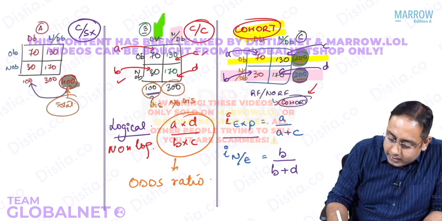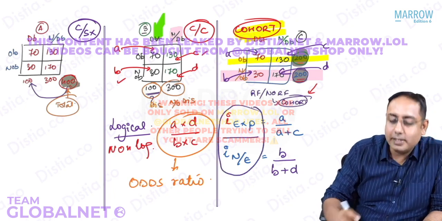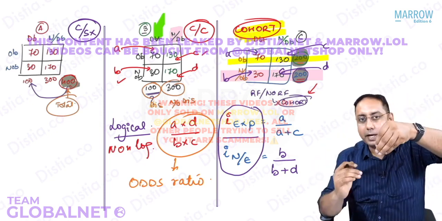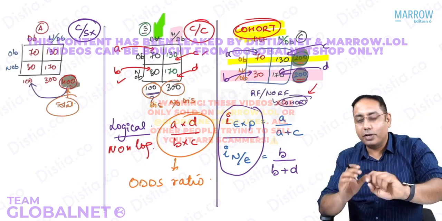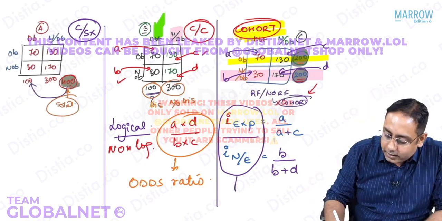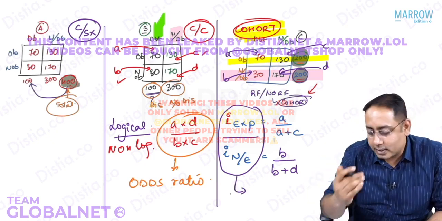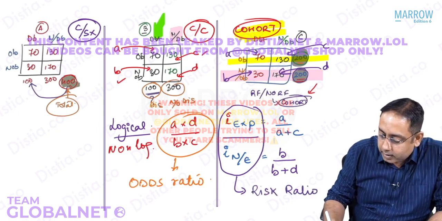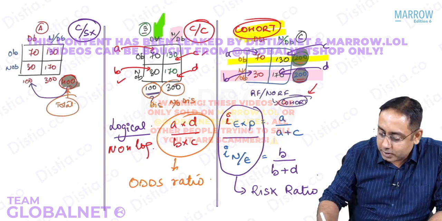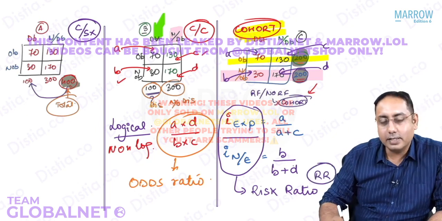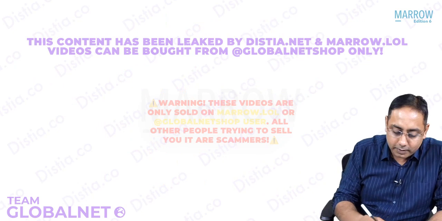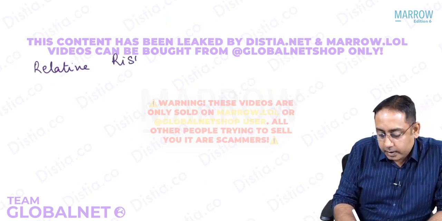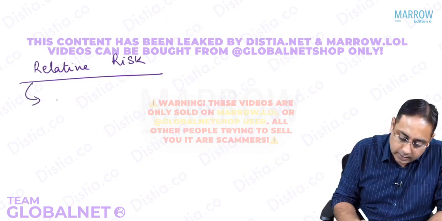If I divide the incidence of the disease in the exposed group by the incidence of the disease in the non-exposed group, this is called the ratio of the risk, the risk ratio. A few words on risk ratio. This is also called the relative risk. Let us have a few MCQs on relative risk. Relative risk is also known as risk ratio.